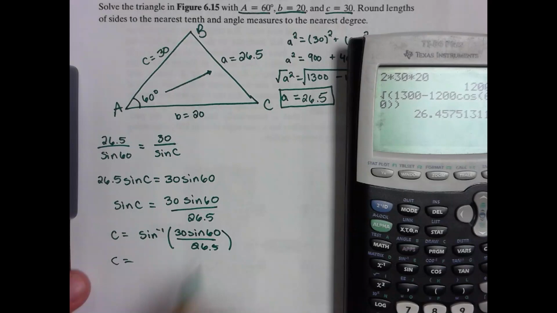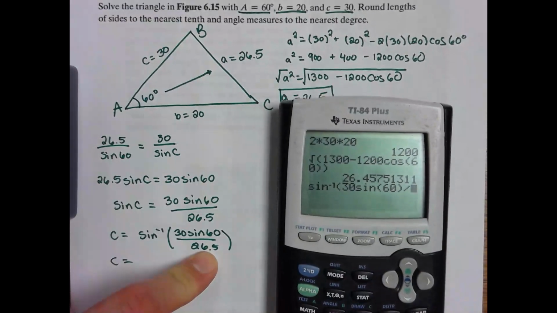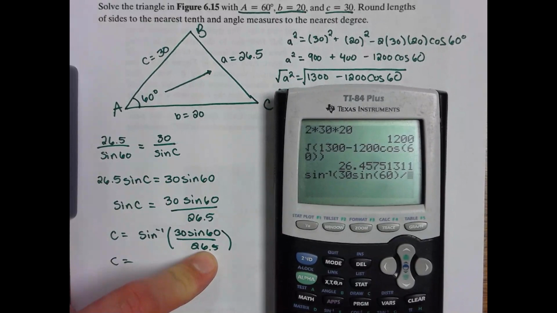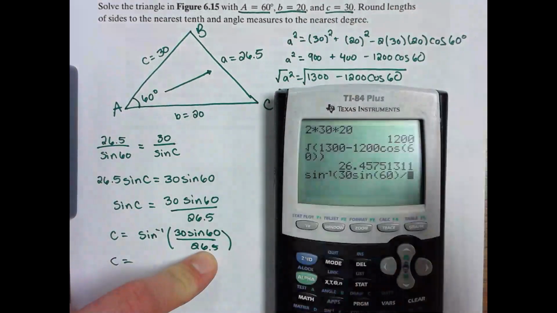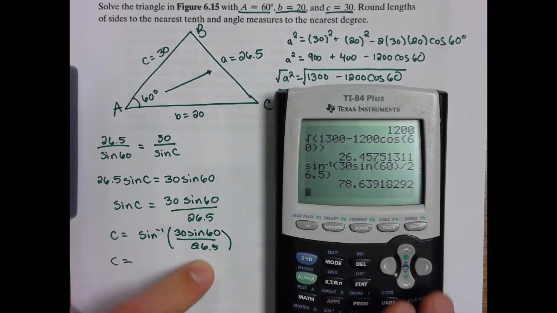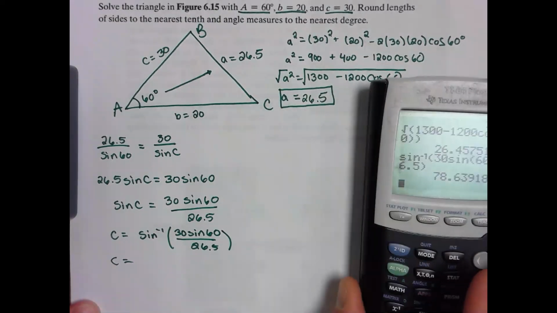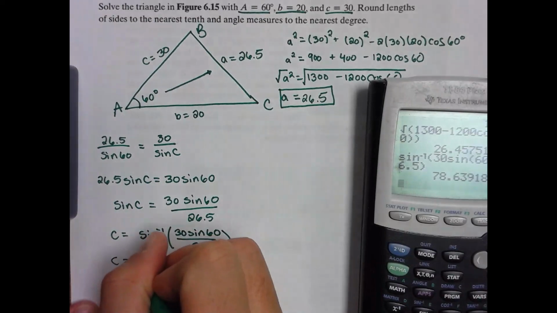Okay, so then taking the inverse sine of 30 sine of 60 divided by 26.5, but again, if we were leaving it exact, instead of 26.5, I'd put this whole square root in the denominator. But I'm just going to go with the 26.5 to keep it a little more simple. And that ends up giving me 78.6 degrees. Rounding that up gives me an angle of 79 degrees.